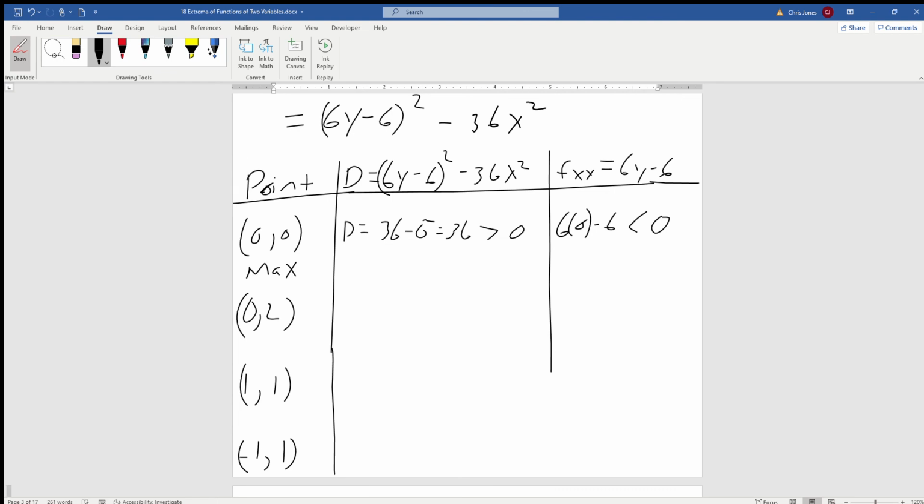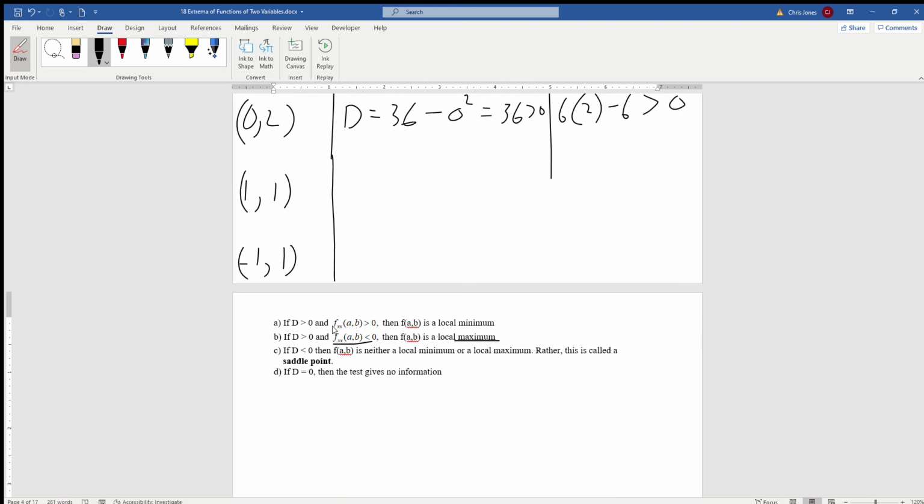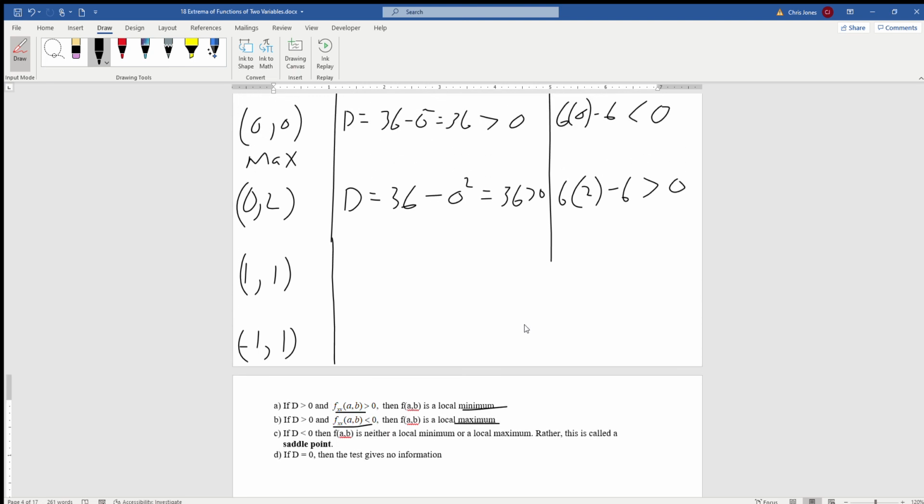We're going to finish this off, but right now I'm just classifying them underneath. Now (0, 2). D is going to be equal to 6 times 2, which is 12 minus 6, so 6 squared is 36 again. And then once again we plug in 0, so we get 36 again. Now, what happens when we plug into fyy? That's going to be 6 times 2 minus 6, which is clearly greater than 0. We don't care about the value. So since D is bigger than 0 and fxx is bigger than 0, this time we have a relative minimum. So now we have a min.